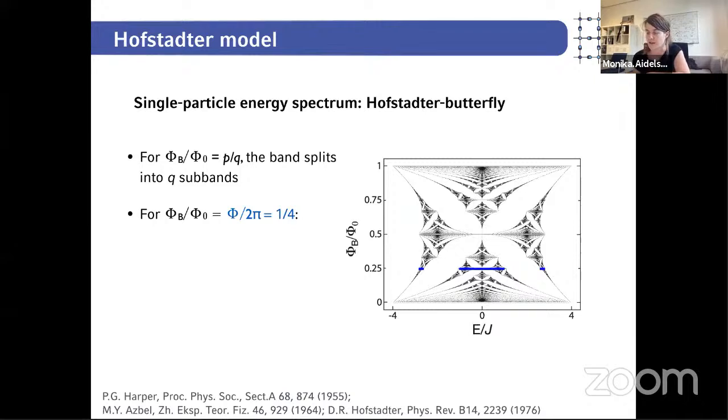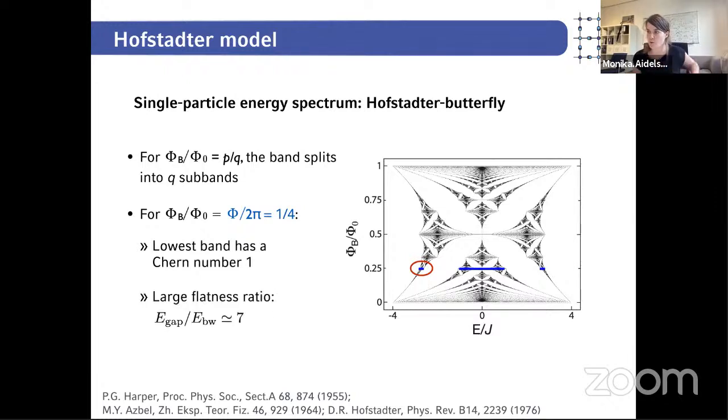I wanted to highlight that this value of 1/4 is actually not that bad, in the sense that the lowest band that we are working with, which is the one that is encircled in red, is relatively flat, and it has a relatively large gap to the next higher one. So if you compare to other ratios of the flux, like 1/3 or a different value, then actually this ratio is not that bad. So it has a gap to bandwidth ratio of 7, which means that it's relatively easy to include interactions, even if they're not so large, and study some interesting many-body physics.